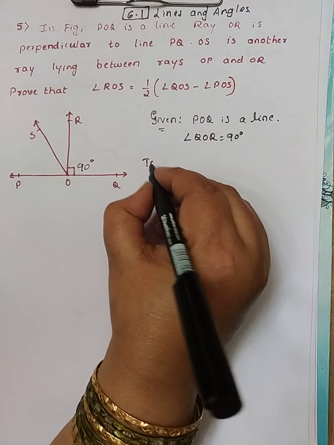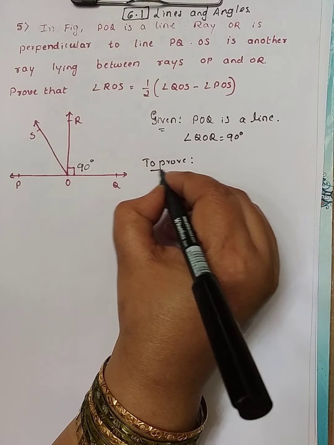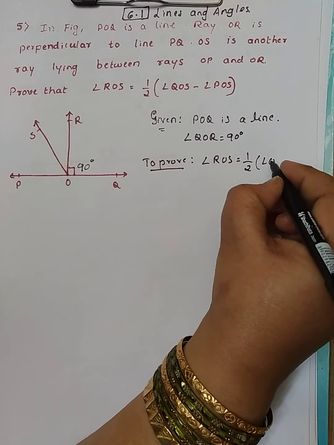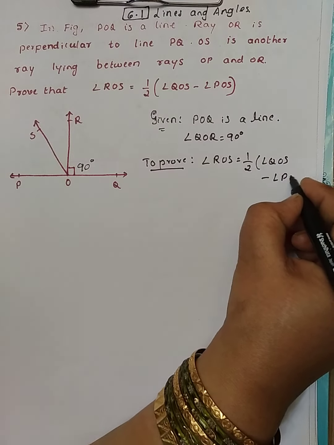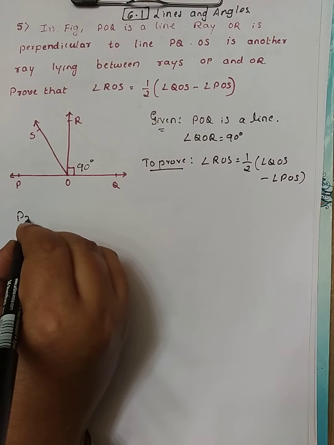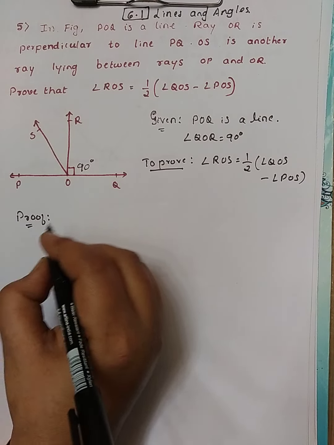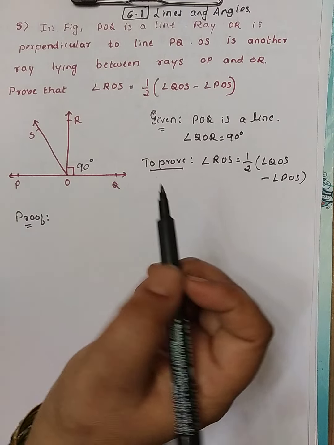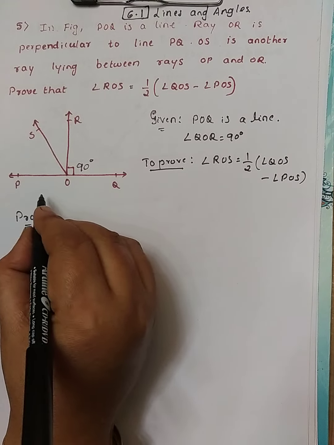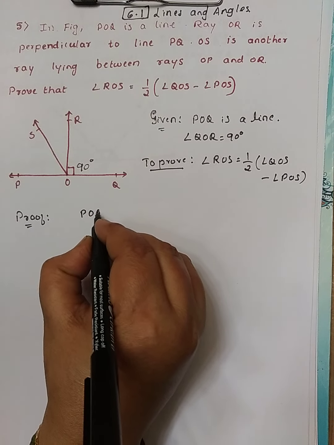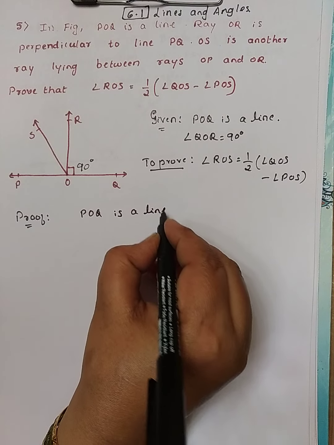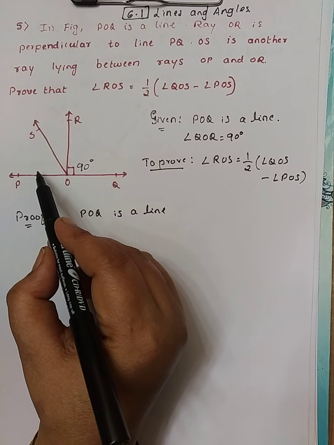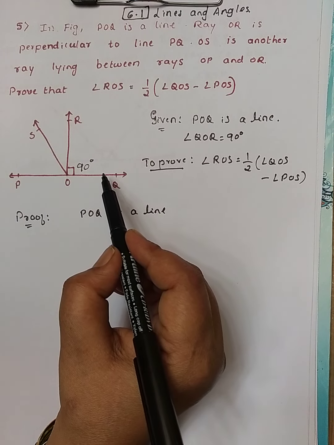Then what you have to prove? To prove: angle ROS equals half of angle QOS minus angle POS. Now the proof. First of all we have to prove by using the axioms given in the exercise. The first axiom: POQ is a line. So when we say POQ is a line, it means the sum of angles standing on the straight line is 180 degrees.